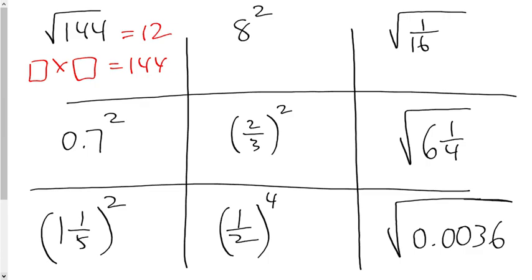The next one is your basic thing, 8 squared. It says 8 squared or 8 to the exponent of 2. What does it mean? It means 8 times 8. What does it mean in standard form? It means 64.